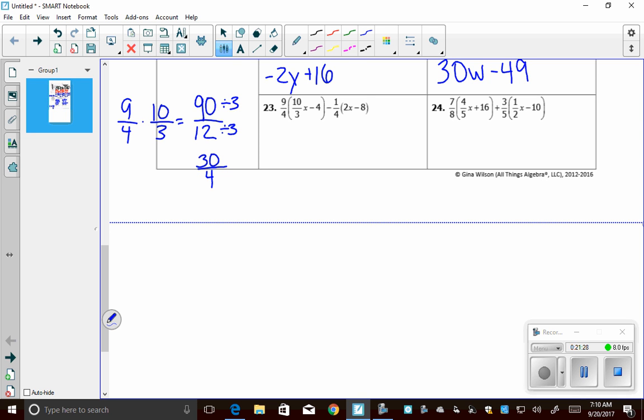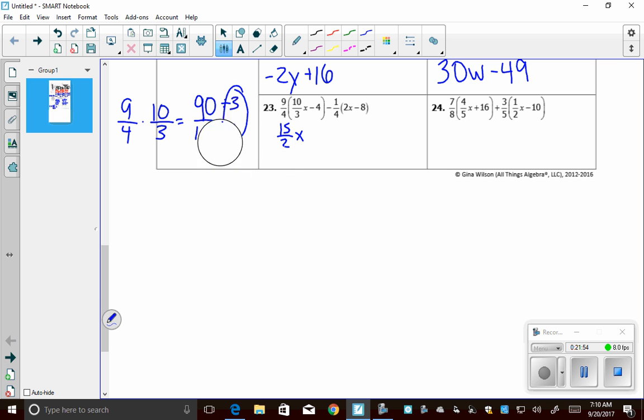Well, that didn't give me a fully reduced number because there's another number that will go into both 30 and 4. If you think, it could be 2. It is okay to do it more than once. If you do not get the right number the first time, you can do it again. It is perfectly okay. 30 divided by 2 gives me 15. 4 divided by 2 gives me 2. So I'm going to have 15 over 2. Okay.